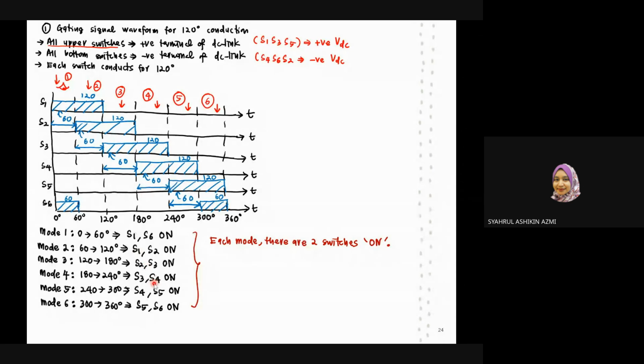Mode number 5 is S4 and S5. Mode number 6, S5 and S6. So basically, this is how we extract the information from our gating signal waveform here.